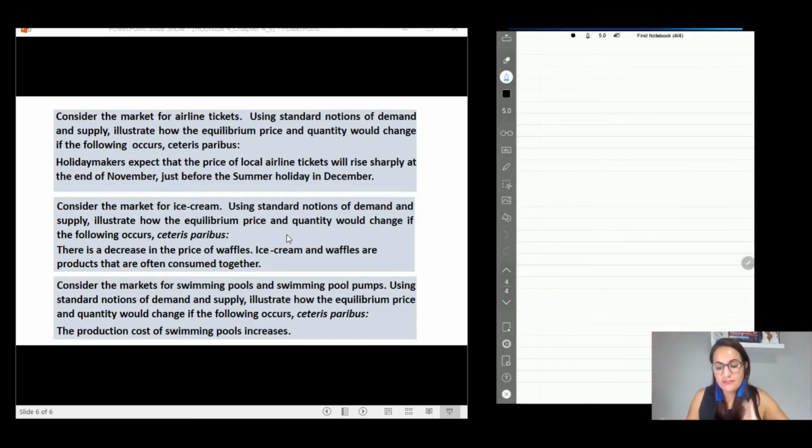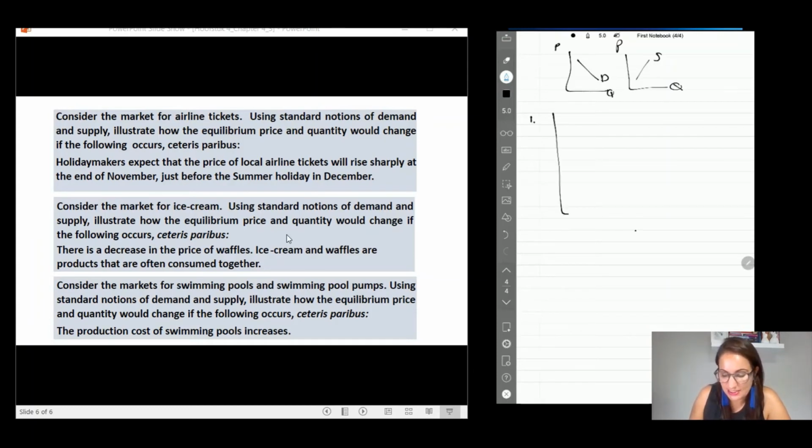You have been introduced to a demand curve and a supply curve, and you now know what happens if there's a shift of the curve. But now we need to put this together in equilibrium and see what the effect is. So the first question says, consider, now before you even read the question, you do this: price, quantity, demand, supply, and then your equilibrium price and equilibrium quantity.